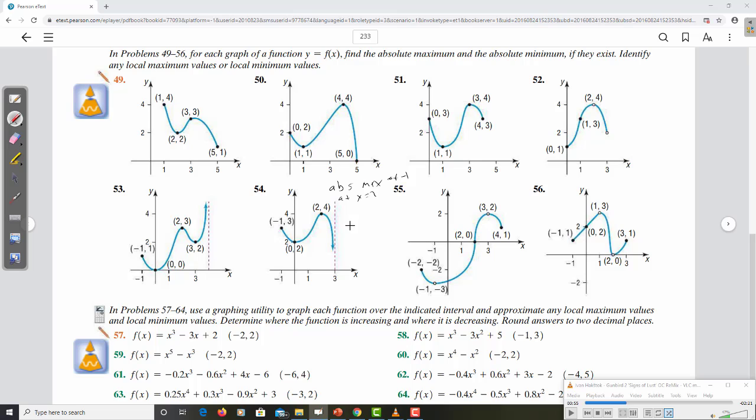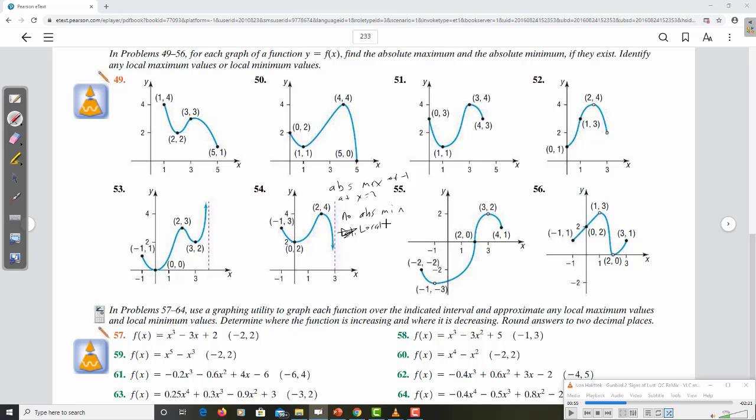Think about it for a second. Pause the video if you want to roll it around a bit in your head. But yeah, this goes down infinitely. You can tell from the arrows, so there is no absolute minimum. It has a relative, or sorry, a local max.